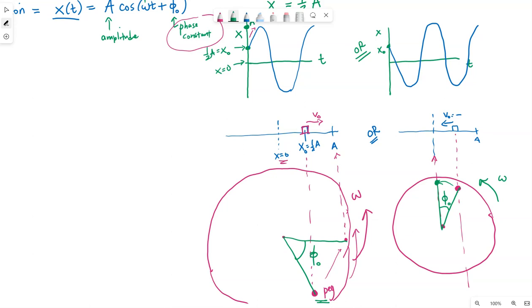So to actually calculate phi naught, we use our generic equation.